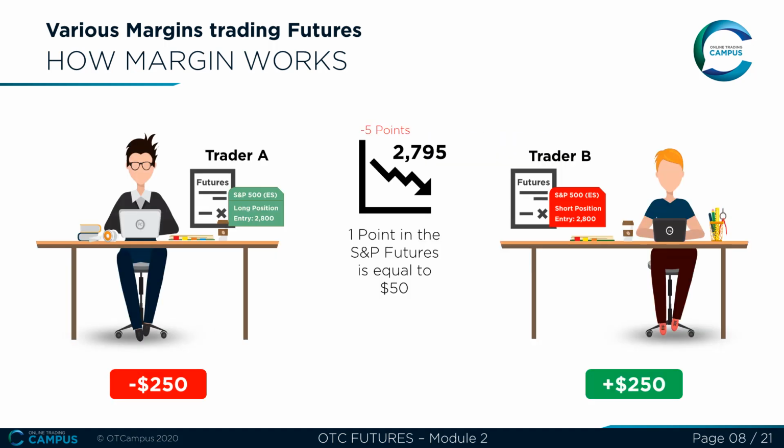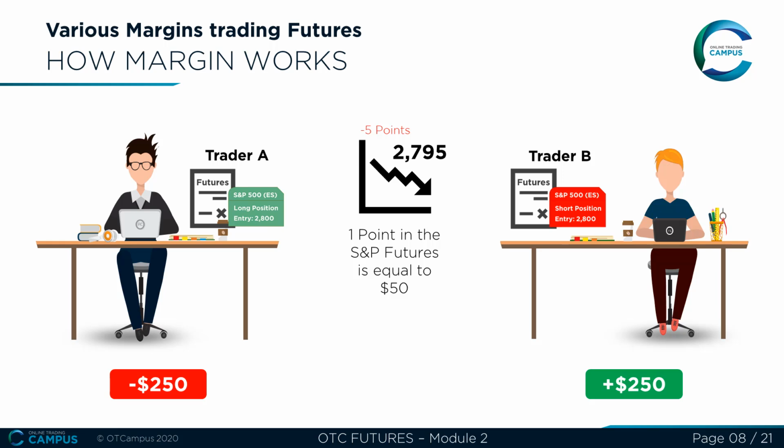The next day, the S&P 500 fell 5 points. Let's see how this affects our traders. Each point on the ES is equal to $50. So with the S&P 500 falling 5 points, trader A loses $250 while trader B gains $250.